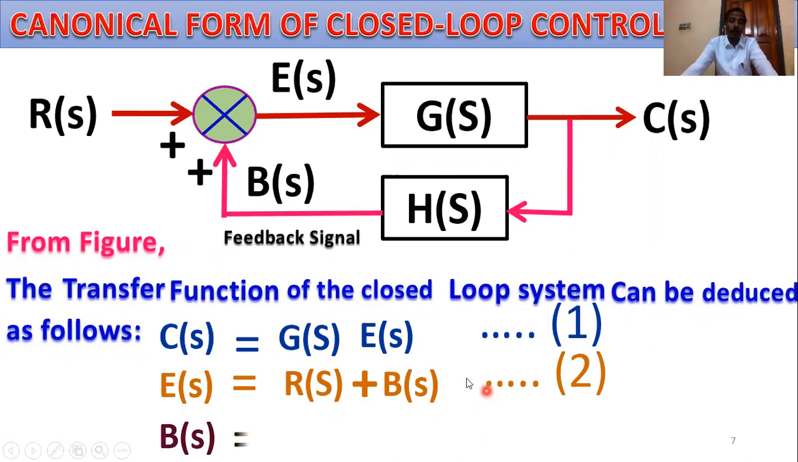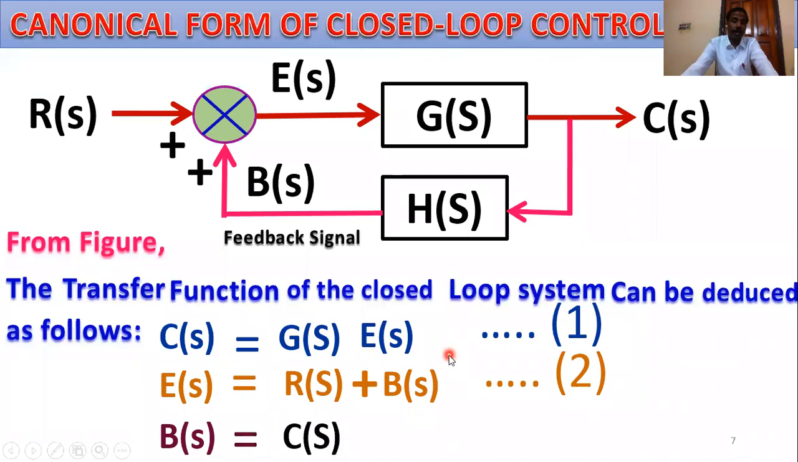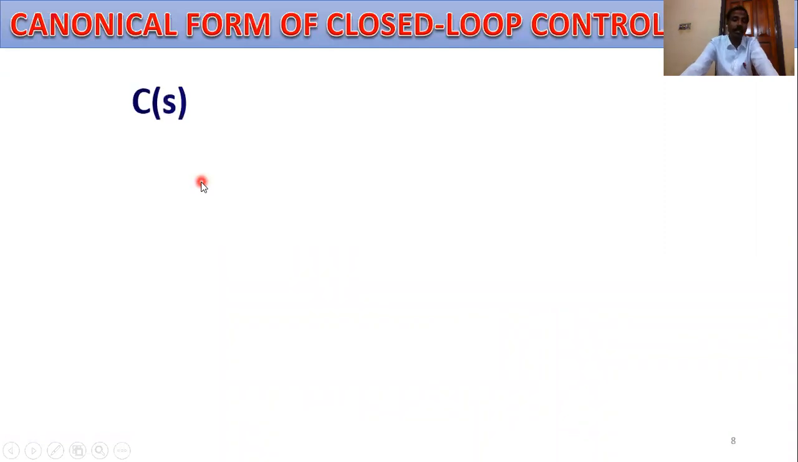And the third equation: B(s), the primary feedback signal, equals C(s) into H(s), because this is the input C(s) and output B(s), and H(s) equals what? H(s) equals the output B(s) divided by C(s), and B(s) equals H(s) into C(s). H(s) into C(s) is called the B(s) signal, the primary feedback signal. This is equation number 3.